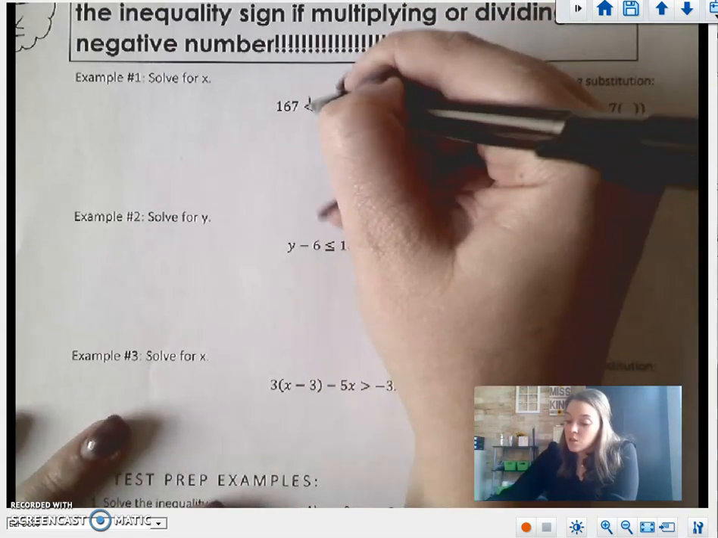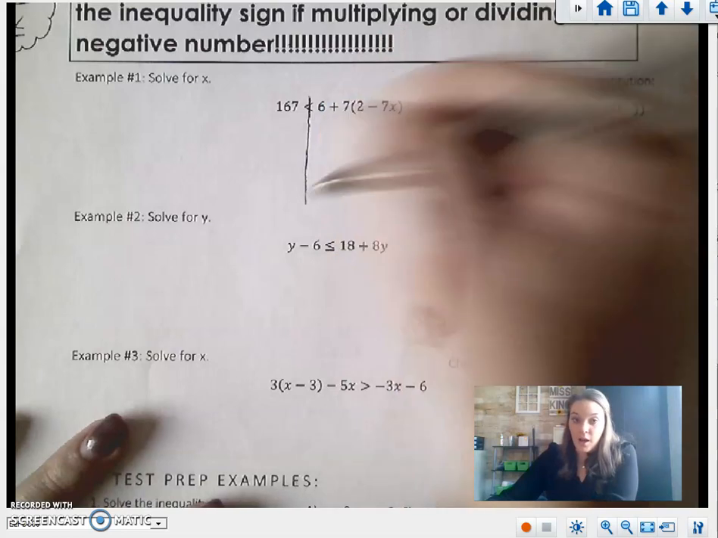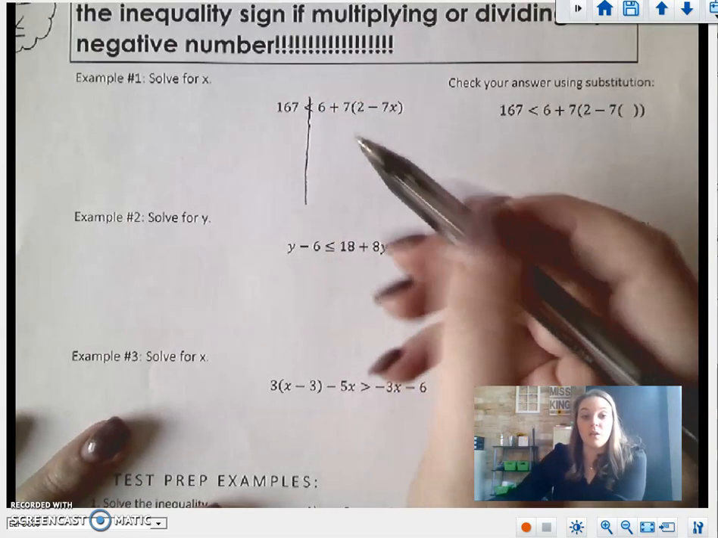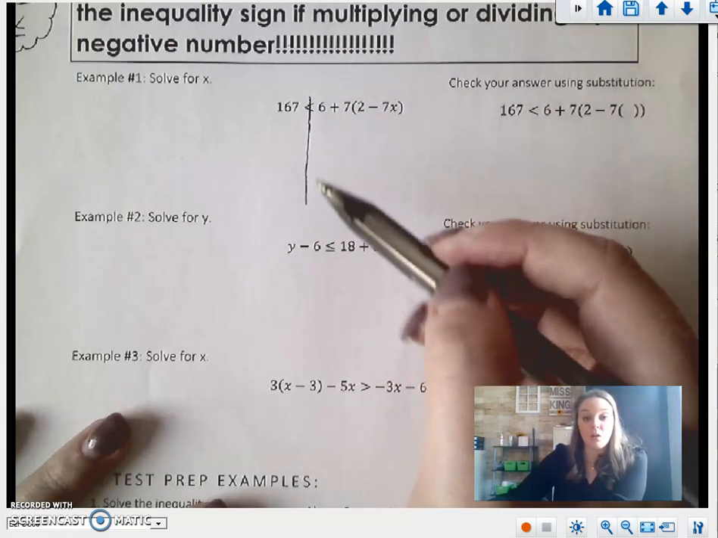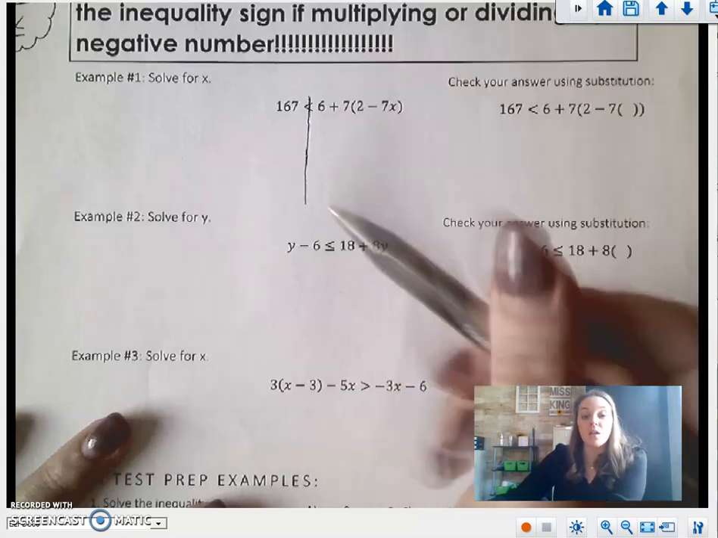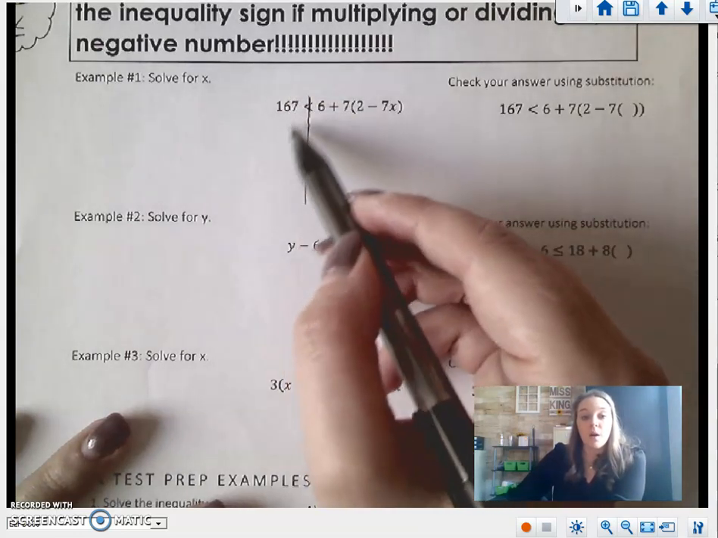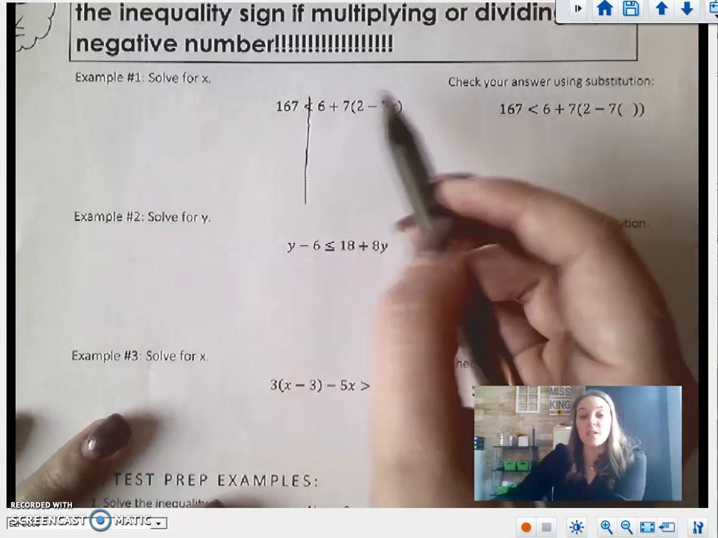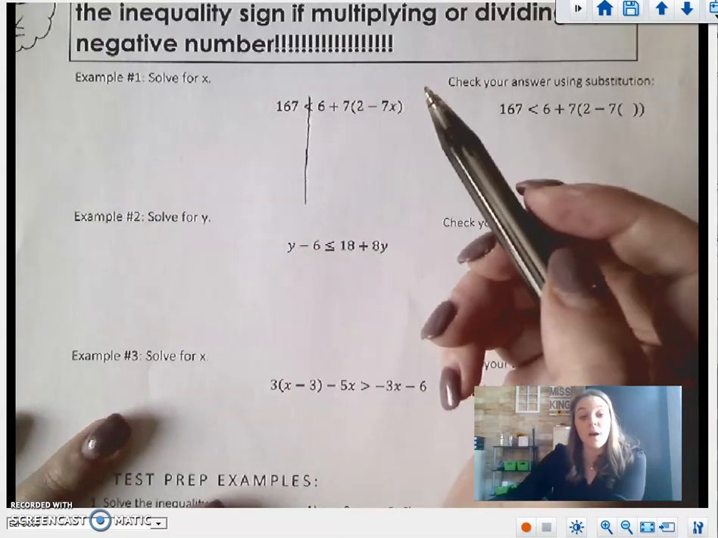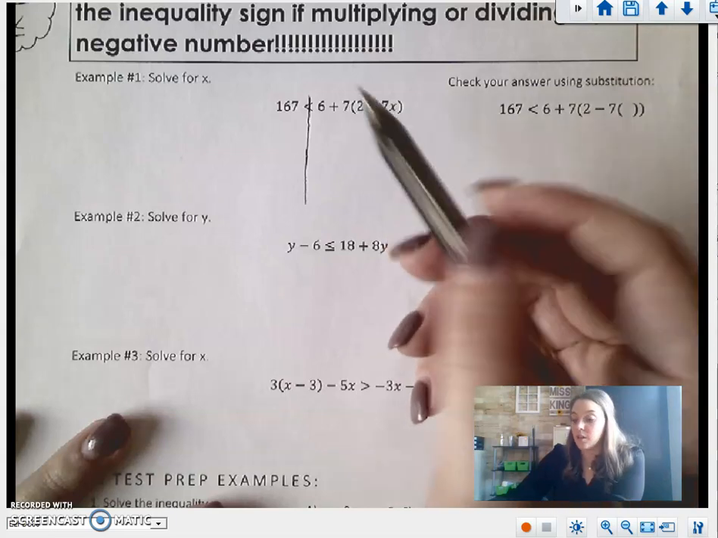So the first thing I'm going to do is draw a line down my inequality symbol. And this symbol is going to stay the same all the way down my path until I start multiplying and dividing. So on my left-hand side, I have a 167. That's going to stay the same. I don't have any like terms to combine. I don't have any distributing I need to do.